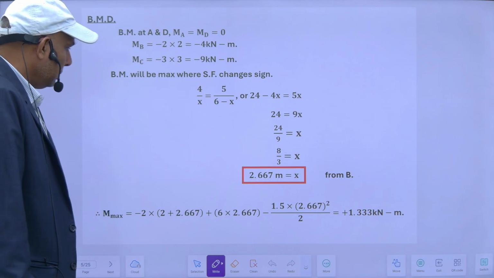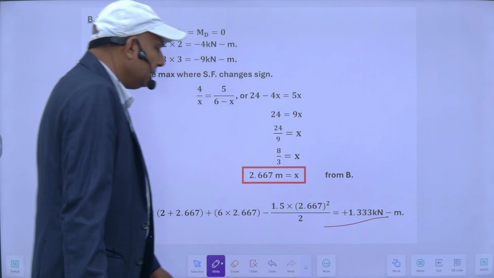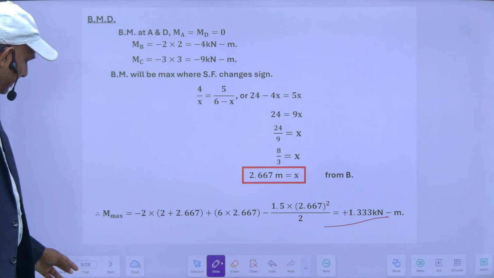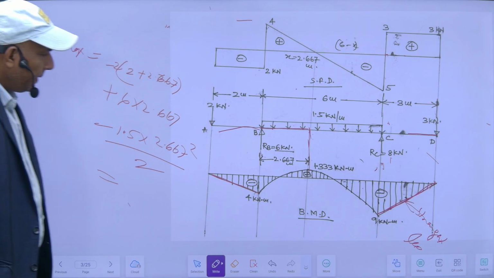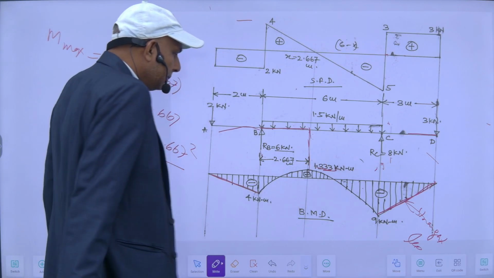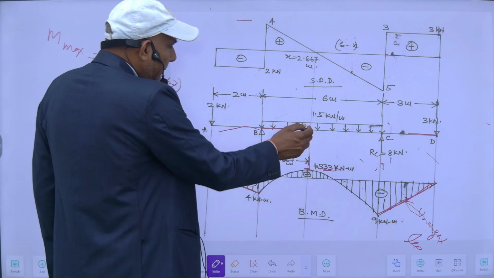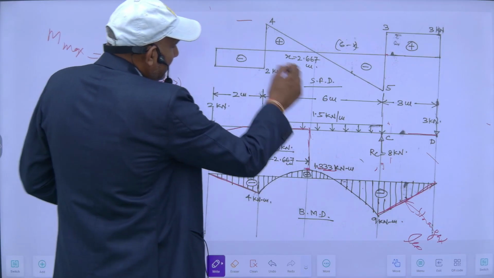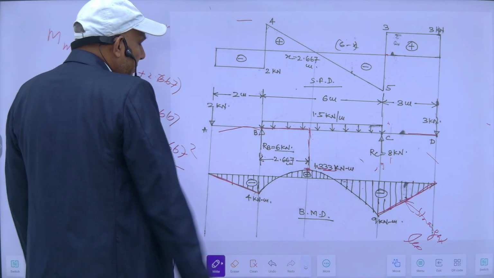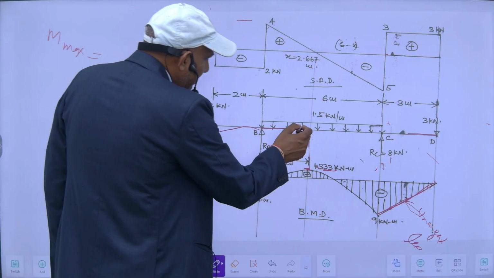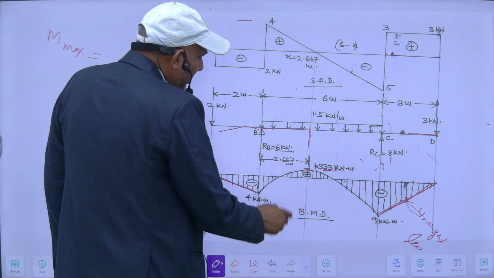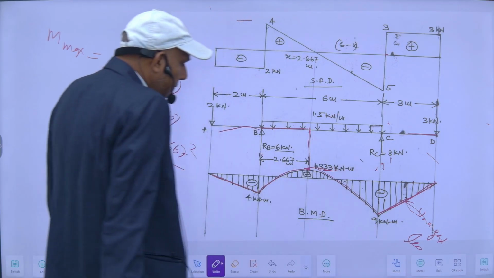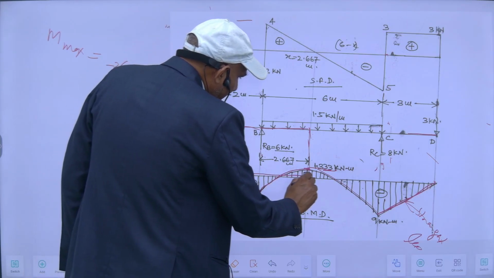So that value will be equal to 1.33. Positive means sagging. So this value will be 1.33 kilonewton meter. This is the maximum here. So this is the position where bending moment is maximum. This I know, and there is a UDL in between. It means my bending moment equation will be parabolic in nature, my parabola will be like this. So it will be like this. Now this is my bending moment diagram.